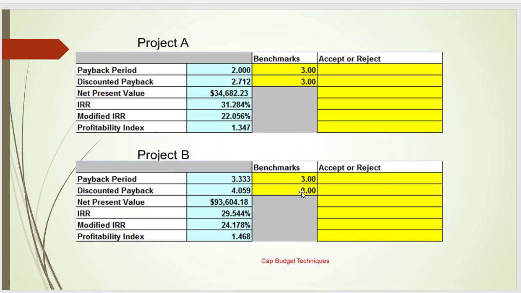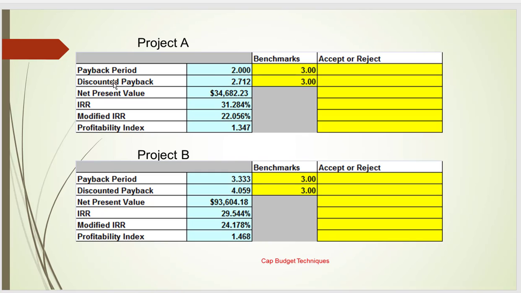Project B, though, says you've got to get your money back in 3 years, but it takes 3.3 years to get your money. So again, project B is unacceptable if the only thing you looked at was payback, because it takes too long to get your money back. That's the issue with this payback period.